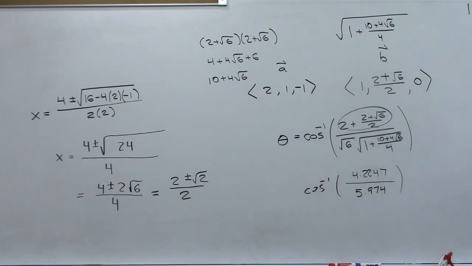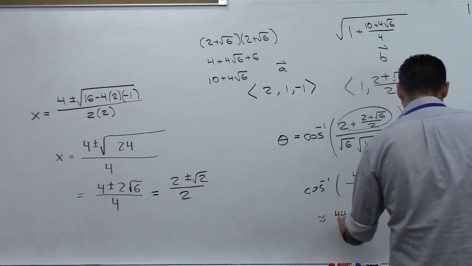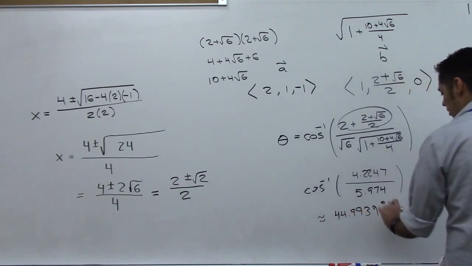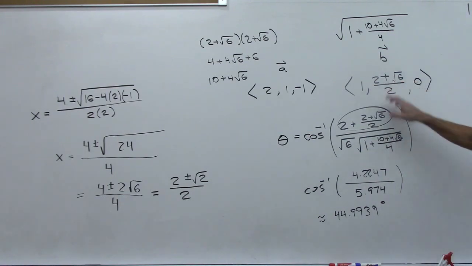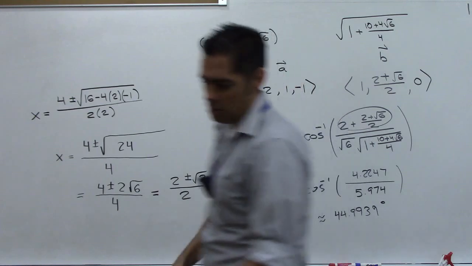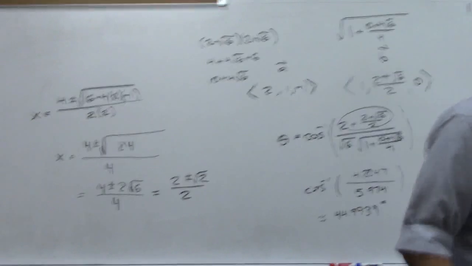So let me try that. 4.2247 divided by 5.974. And then arc cosine. Oops, times 180 divided by pi. I'm getting approximately 44.9939 degrees. Close enough. So there's some rounding error in there. So it did work. Using a plus here worked. You would have to check to see if the minus works. It also works. I'm not going to show it. So, interesting problem. 23.